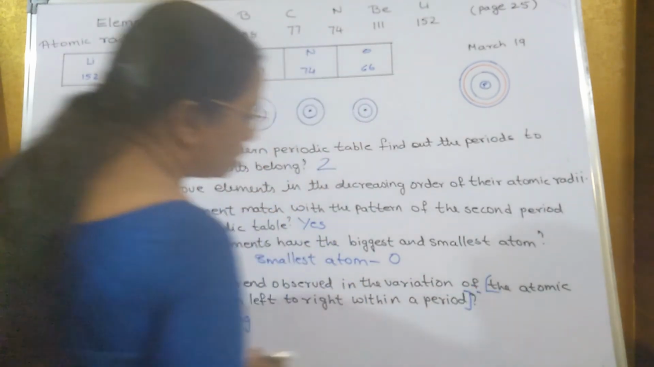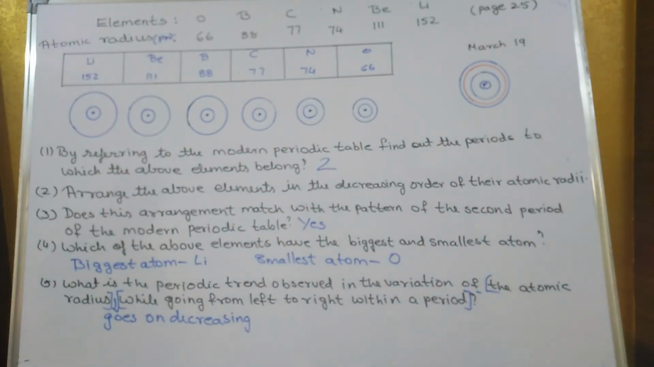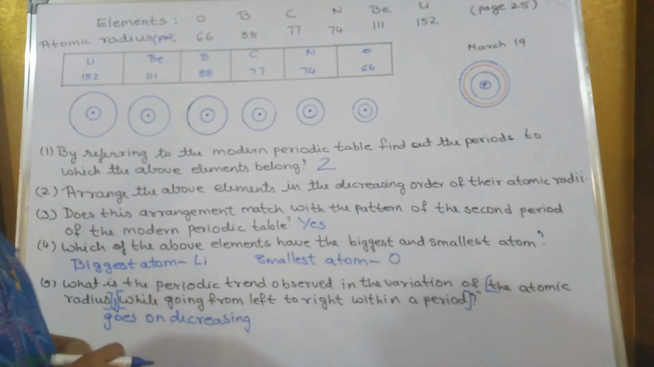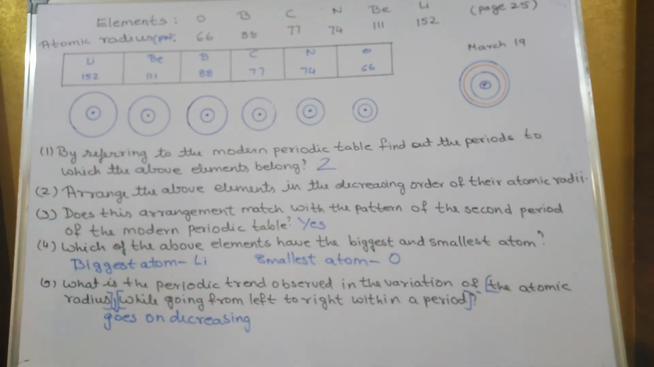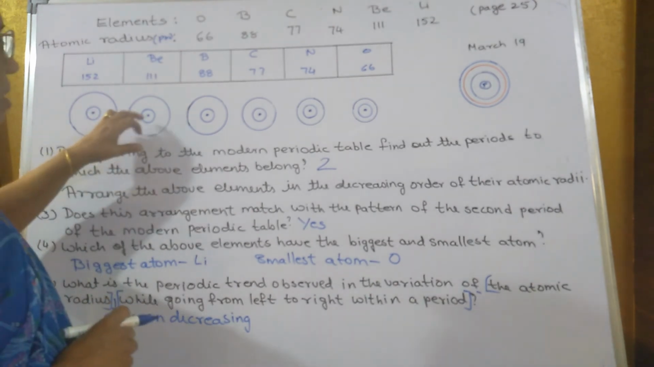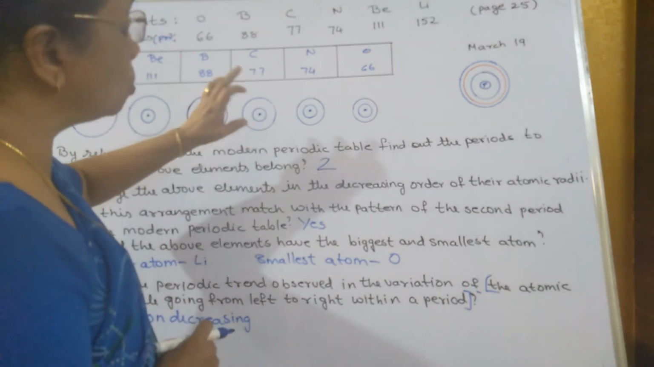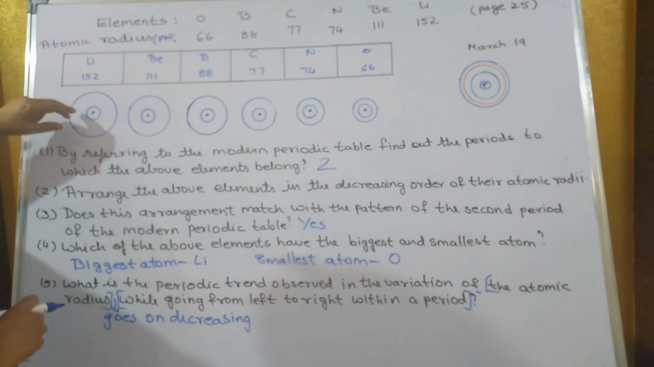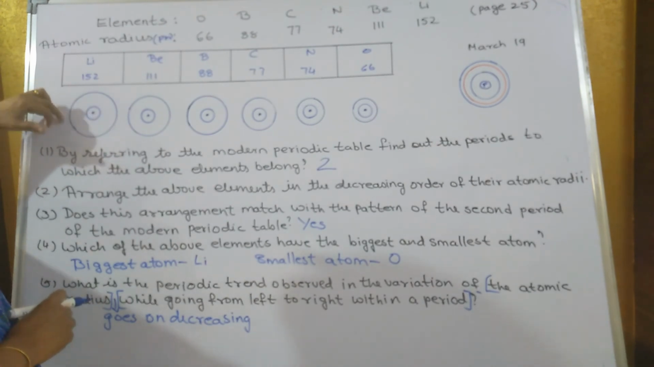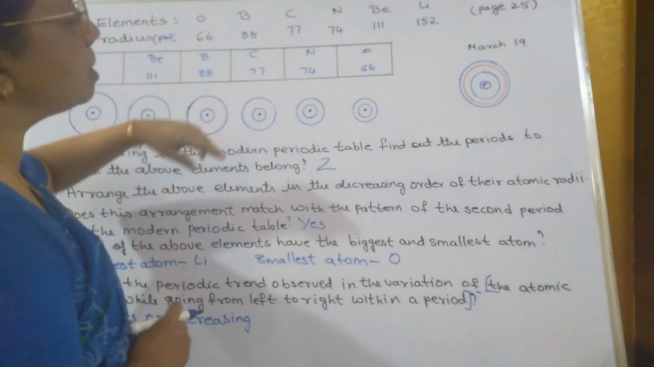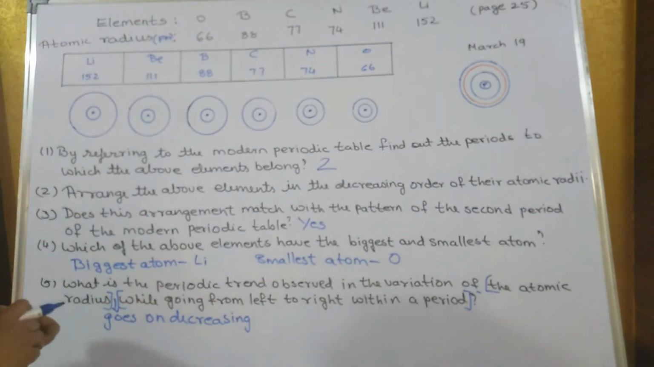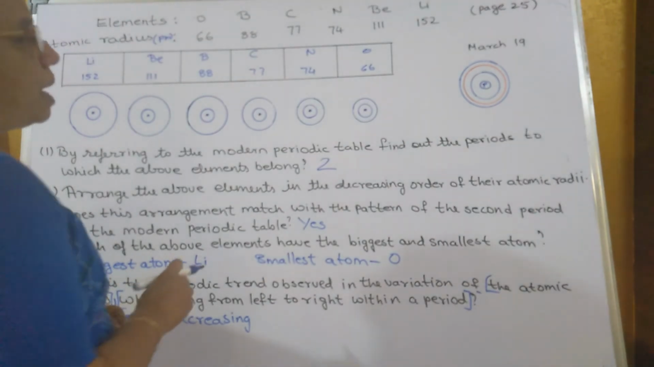So this is your answer. What do you observe in the atomic radius? The atomic radius goes on decreasing while going from left to right within a period. Now why does this radius decrease? Even though all the elements have only two shells, first and second, why is the radius going on decreasing? The reason behind this is what?